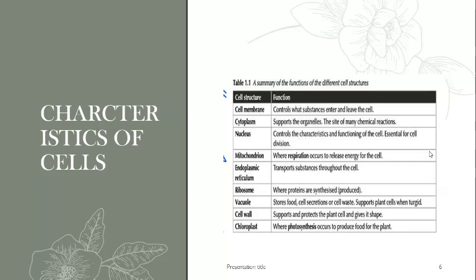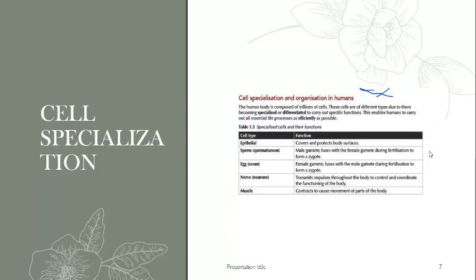The ribosome is where proteins are produced. In the plant cell, the vacuole stores food. The cell wall supports and protects the plant cell and gives it a basic definitive shape. And the chloroplast is where photosynthesis occurs.